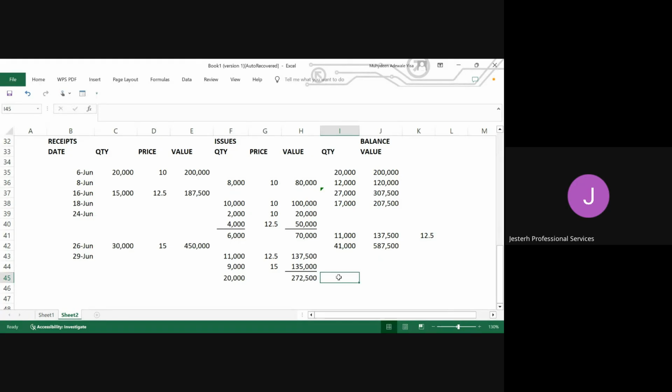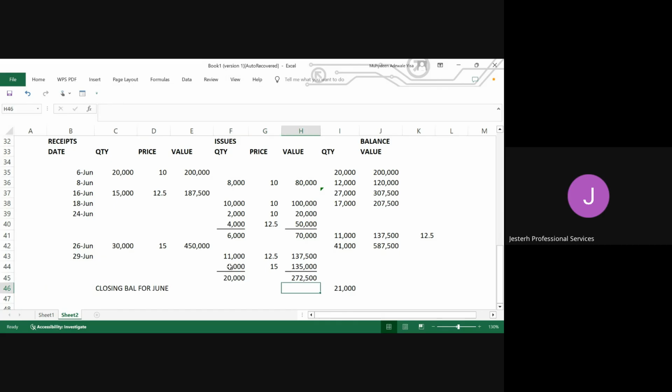It means at the end of the period, we have the closing balance. Now you come here, the closing balance for the period, or for June, since it is the month of June. The closing balance for the month of June now is 41,000 minus the 20,000 that we issued out.